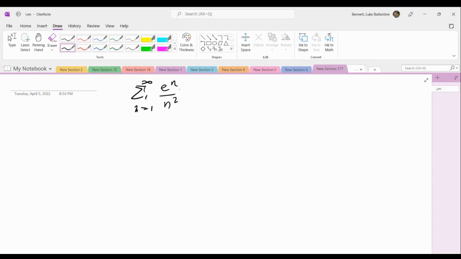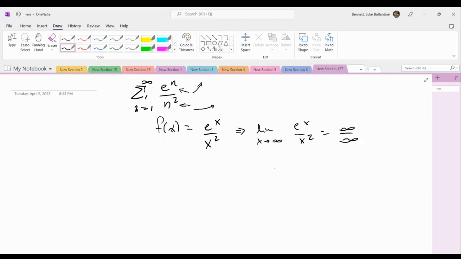So e to the x is a very, very quickly increasing function. This one is also increasing, but it's increasing slower. So it's like saying we have a ratio of something that's growing divided by something that's growing. Maybe at first you can't determine what's going to happen, but if we say f of x equals e to the x over x squared, and then we do the limit as x goes to infinity of e to the x over x squared, we get infinity over infinity.